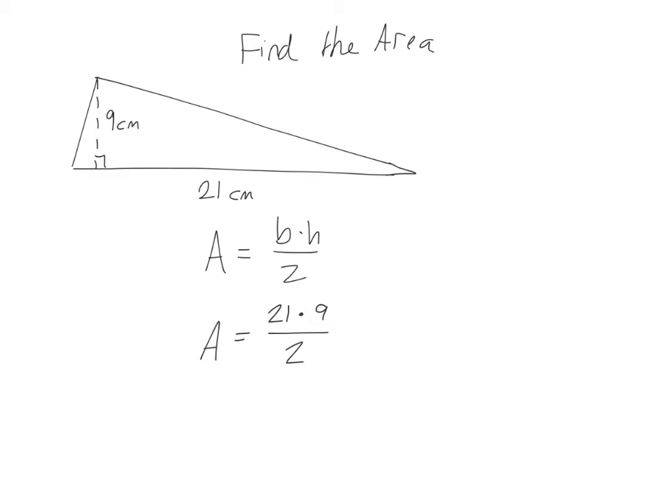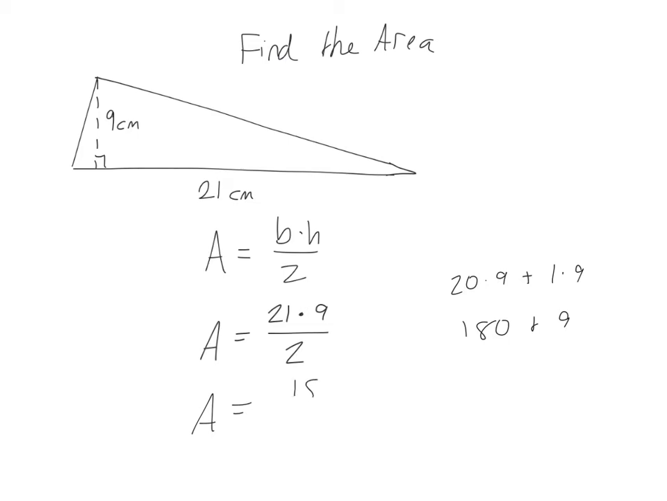So what is 21 times 9? Well, remember, that's like 20 times 9 and 1 times 9. So what's 20 times 9? Well, 2 times 9 is 18. So 20 times 9 is 180 plus 9. So it's 189. Okay? So again, we're always doing one step at a time and rewriting.